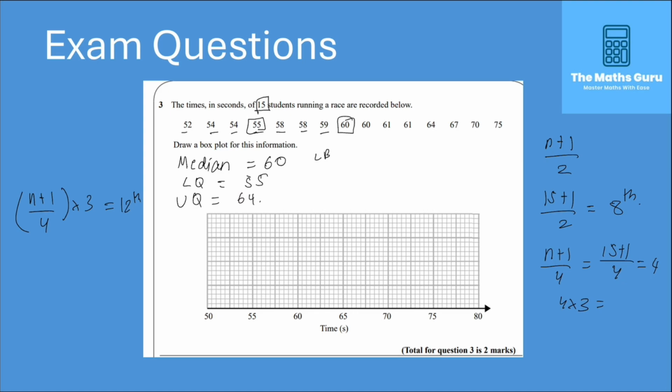Now our lower bound, which is the lowest value in our set, is 52, and our upper bound is 75. So now we have all this information, we can definitely draw our box plot.